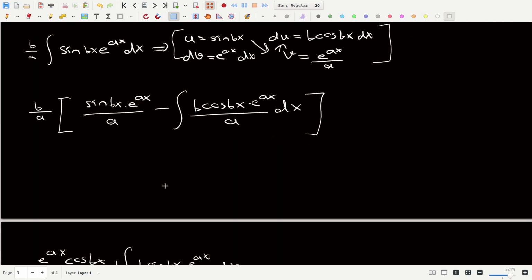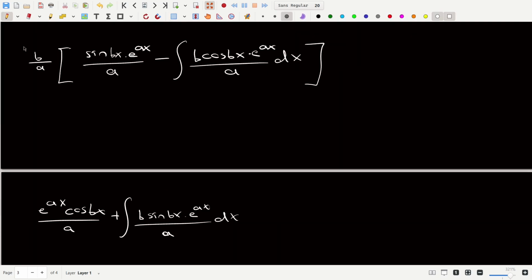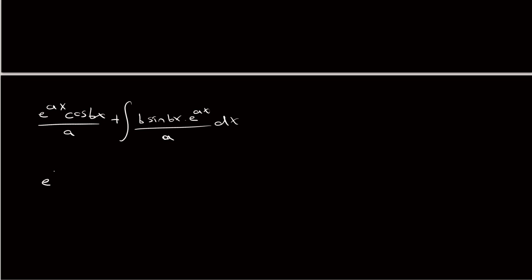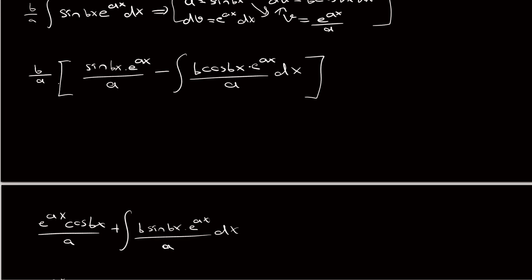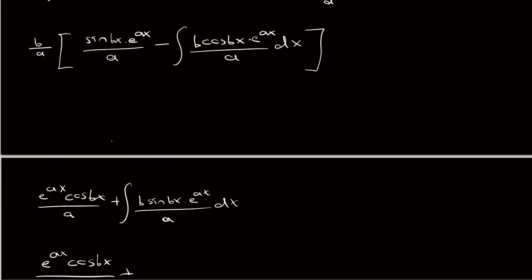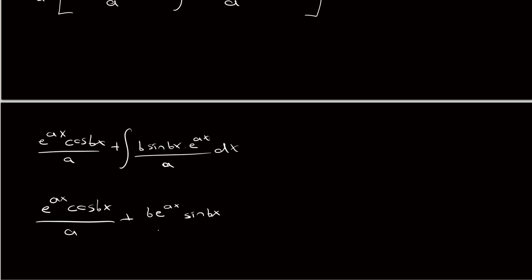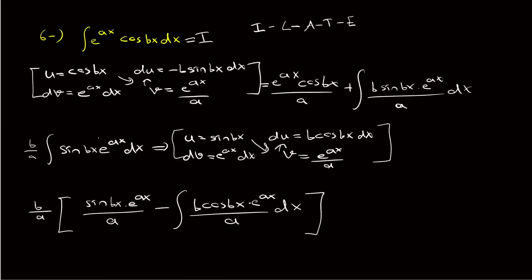and for this integral, now we have, I can close this, e to the ax cosine bx over a plus, instead of this I will write this now, it's going to be b sine bx e to the ax. It doesn't look good like this. Let's write it like e to the ax sine b of x over a squared. And this is of course equal to I, which is our integration here.